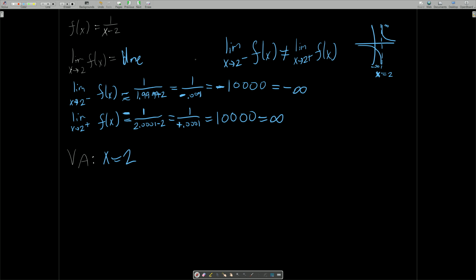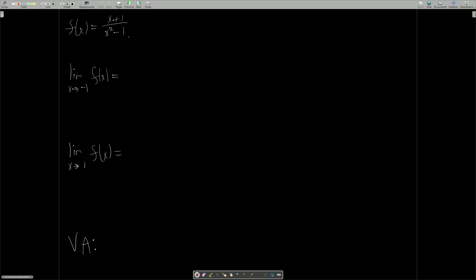Vertical asymptote right here. Okay, now x plus 1 over x squared minus 1. Here's the limit as x approaches negative 1 of f of x. If you plug in negative 1 into here, you're going to get 0 over 0. Actually no, you're going to get 0 over negative 2. Let's do this one first: limit as x approaches negative 1.